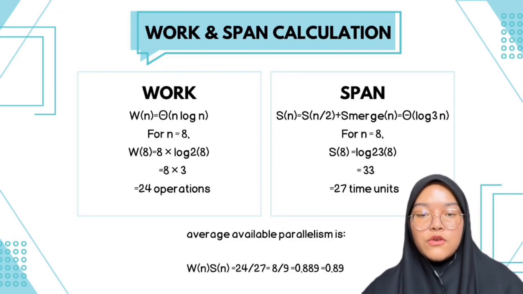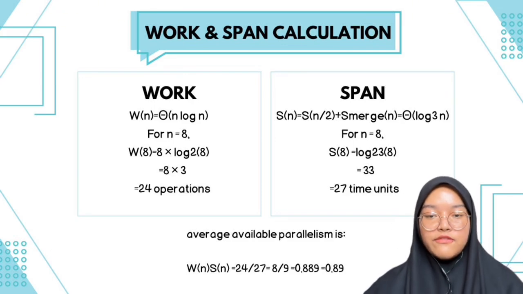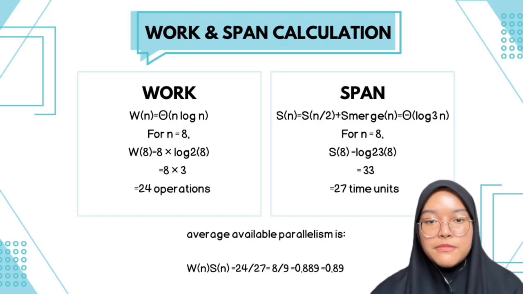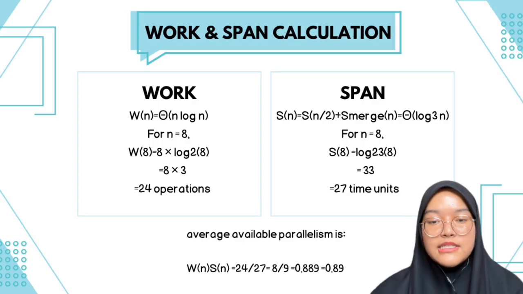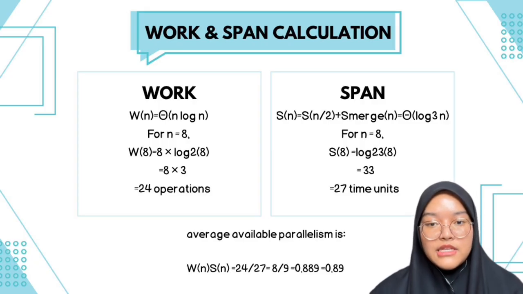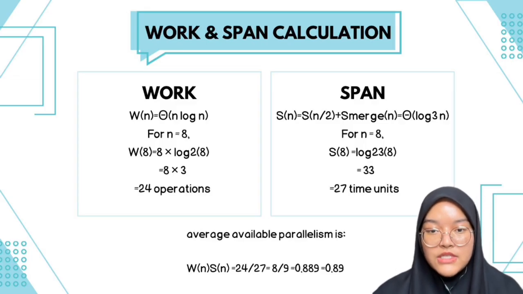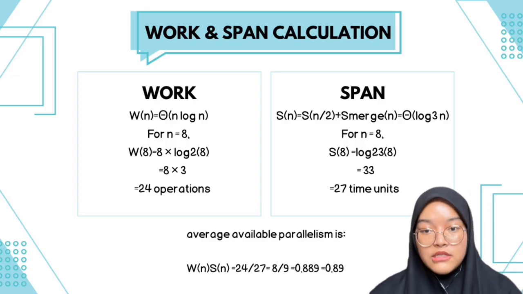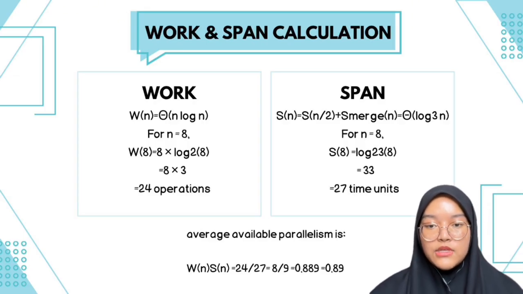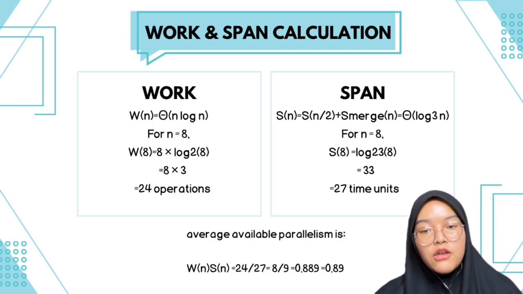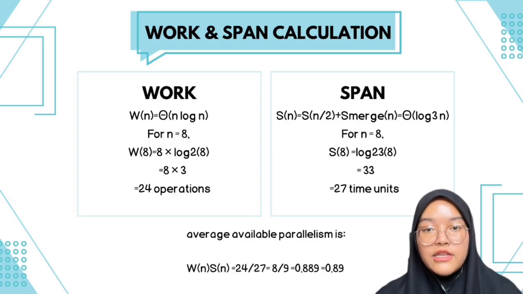The scenario that we use for work and span calculation is 8 elements of data and 4 processes. We need to use the equation W(n) equals big O of n log n, where n is the number of data that we have. From this calculation, we get 8 multiplied by 3, which is 24 operations. As for span, we use the formula in the slide and let n equal 8. From this, we will get 27 time units. From the answers, we can calculate the average available parallelism using the equation W(n) over S(n), which equals 0.89.